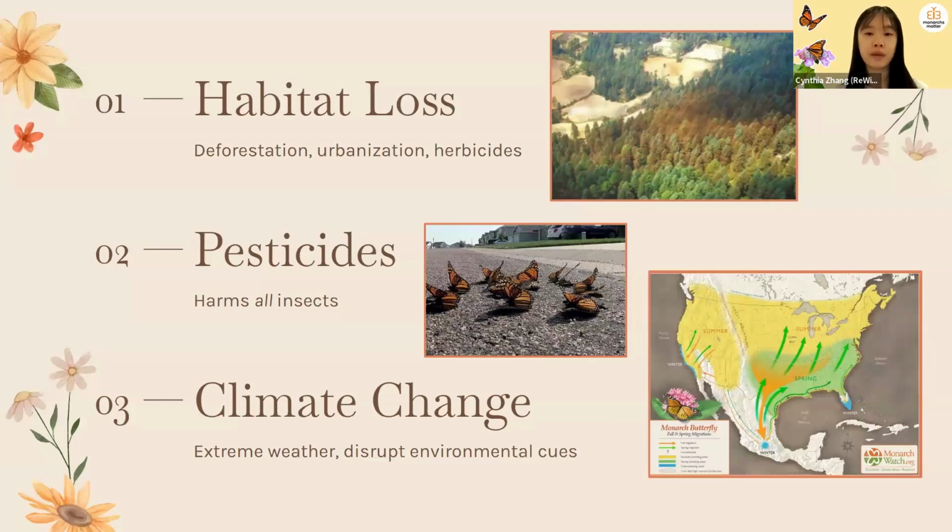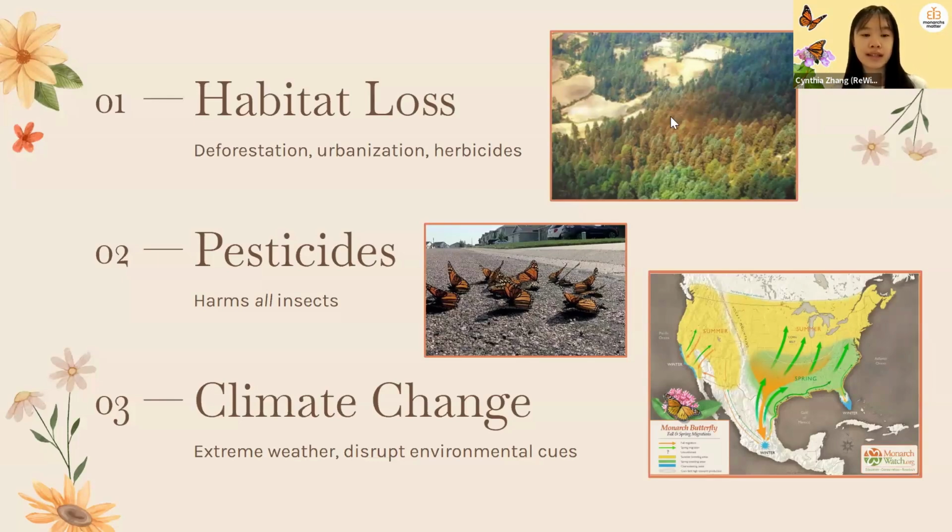So first is habitat loss, which includes deforestation, urbanization, and pesticide use. In this photo, it's an aerial view of the Oyamel fir forests in Mexico, which are where the monarch colonies hibernate over the winter. And you can see that the trees are kind of orange in color because that's the monarch colony hibernating in the forest. And over here, you could see some deforestation happening as well.